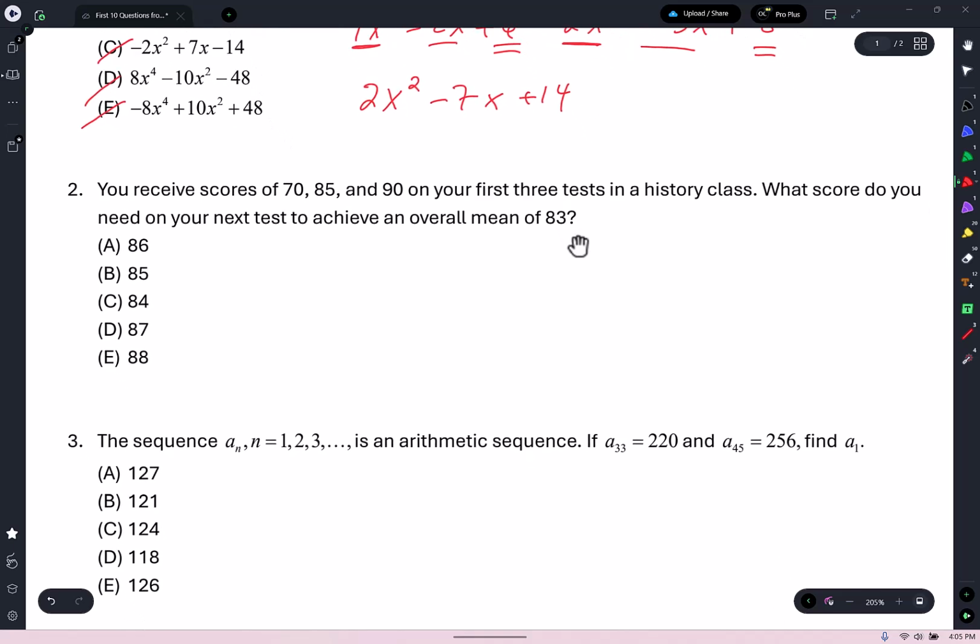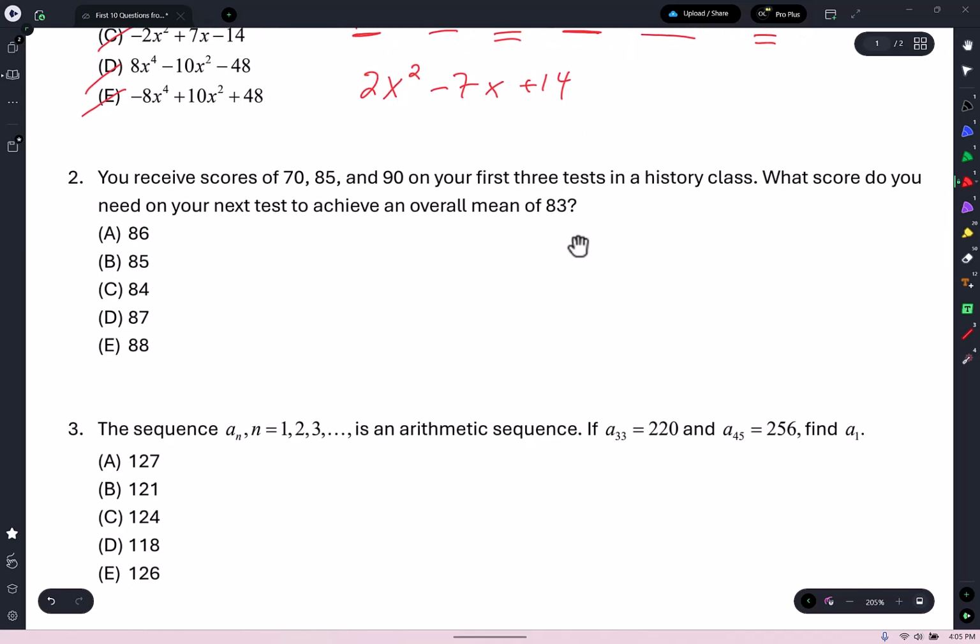Okay. Check it out. Look at the next one. You received scores of 70, 85, and 90 on your first 3 tests in the history class. What score do you need on your next test to achieve an overall mean of 83?